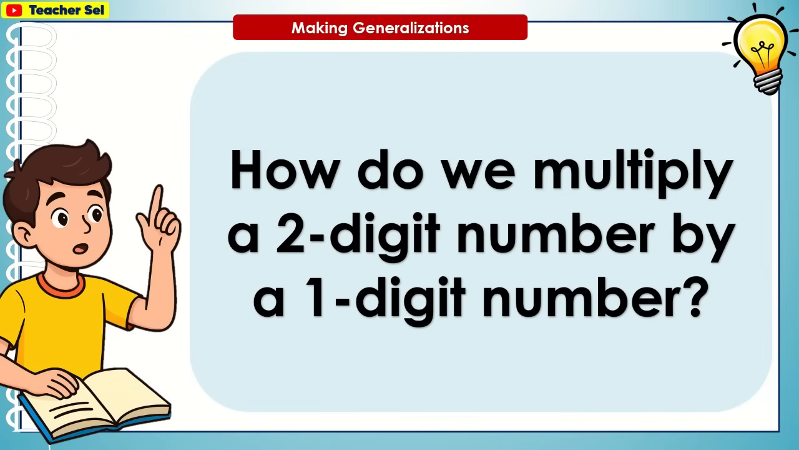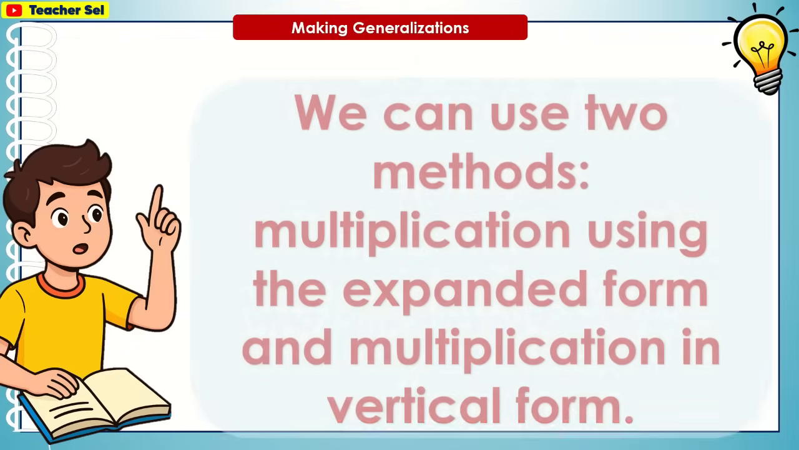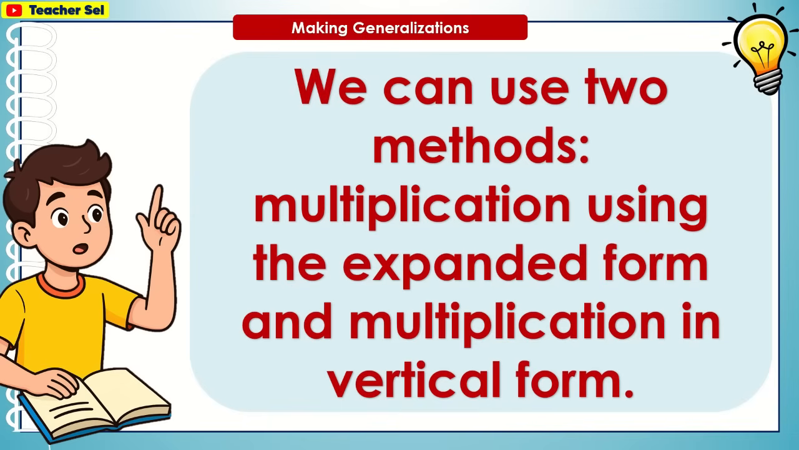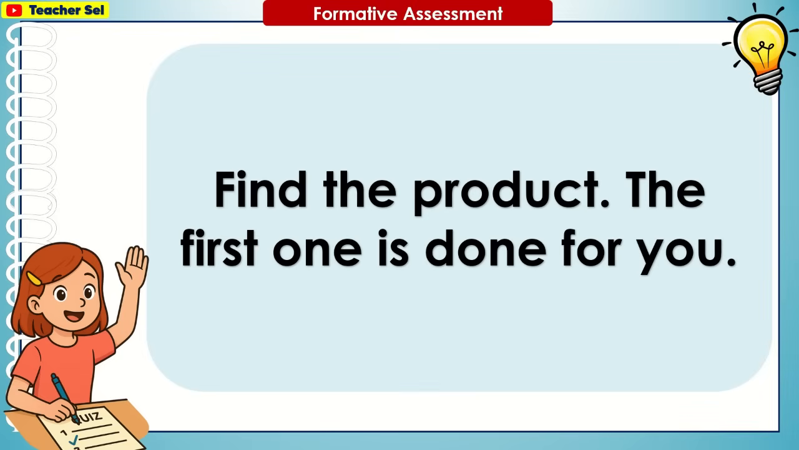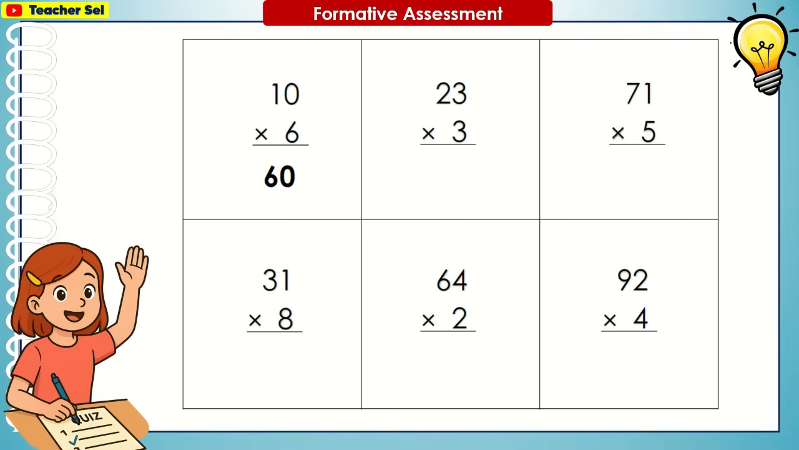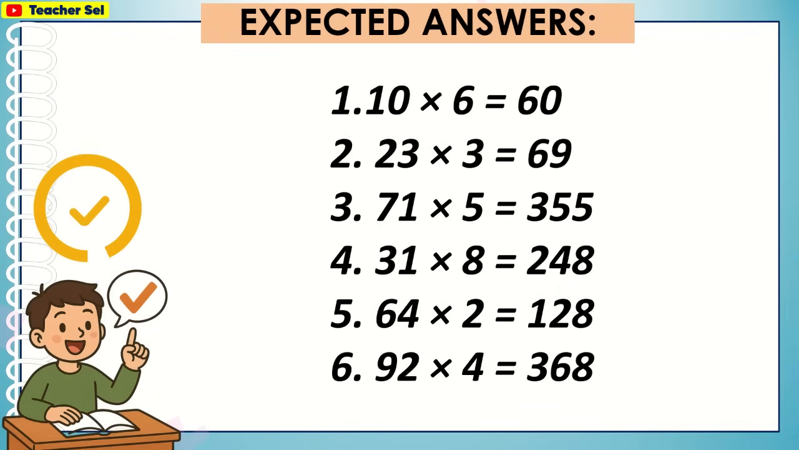How do we multiply a two-digit number by a one-digit number? We can use two methods, multiplication using the expanded form and multiplication in vertical form. Find the product. The first one is done for you. Here are the expected answers.